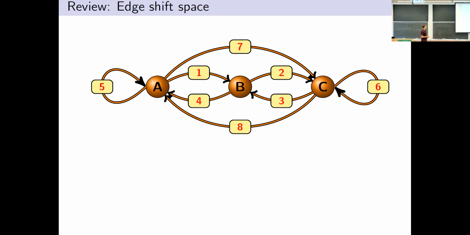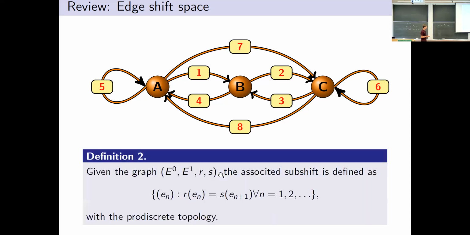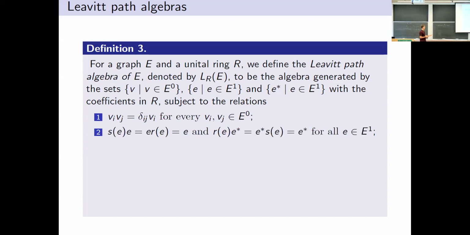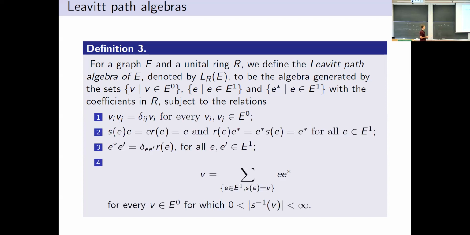So just reviewing here, if you have just a graph and you look at the usual edge shift space, that's just all the infinite paths in the graph. We can associate with the graph a C*-algebra or the Leavitt path algebra. The Leavitt path algebra is a dense subalgebra of the graph C*-algebra. For each vertex in the graph, I have a projection. For each edge, I have a partial isometry. And it's the universal algebra generated by these generators and relations.